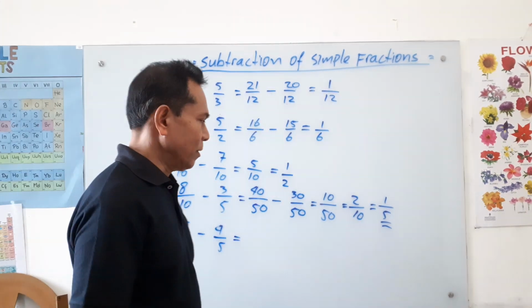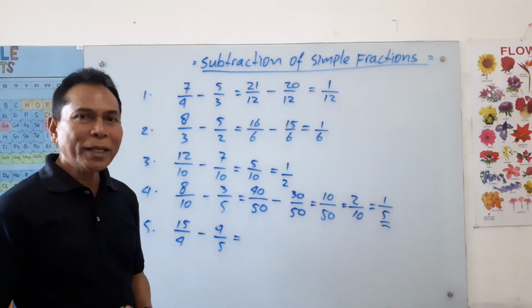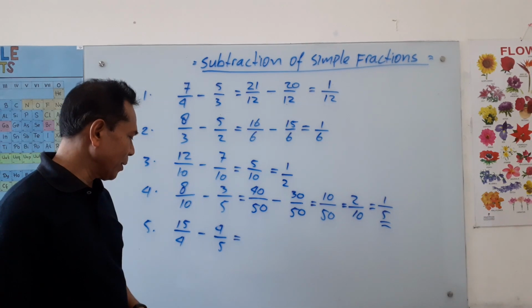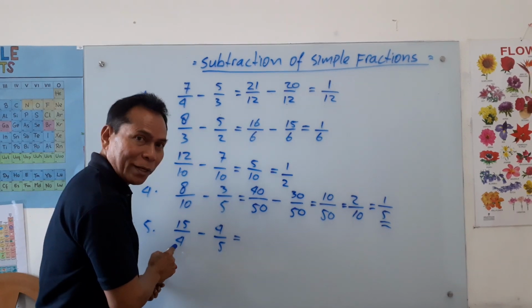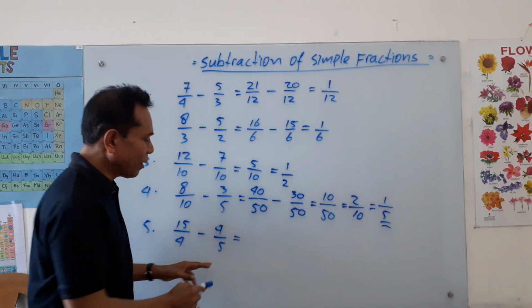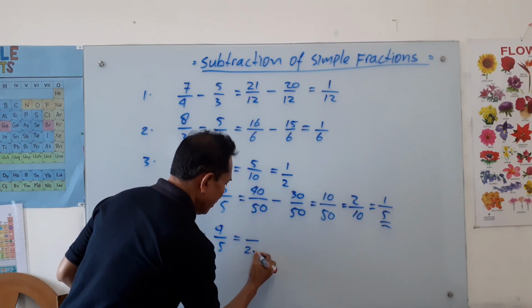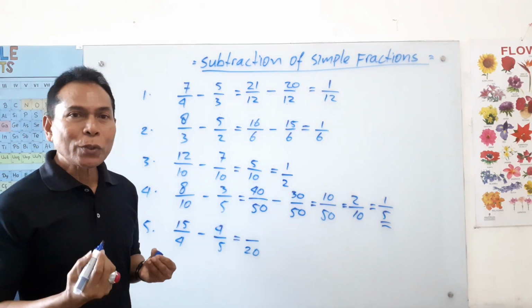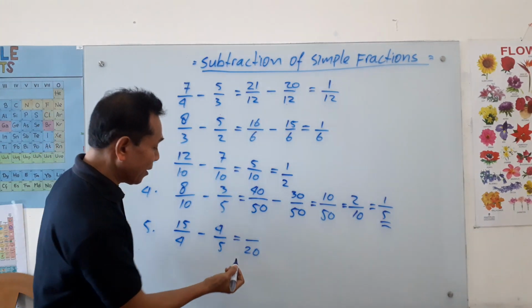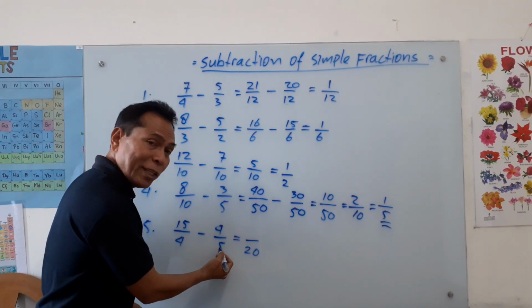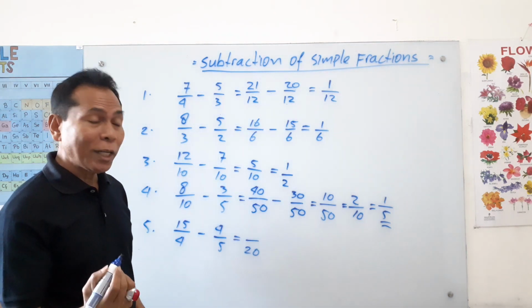Now, it's the same, children, as with the other numbers. Because the denominators are different, we need to make them the same first before we subtract. So, as with the other numbers before, we take this denominator 4 and multiply it with this denominator 5. So 4 times 5 equals 20. So 20 is your new denominator. Remember, it is the result of this denominator multiplied with this denominator.